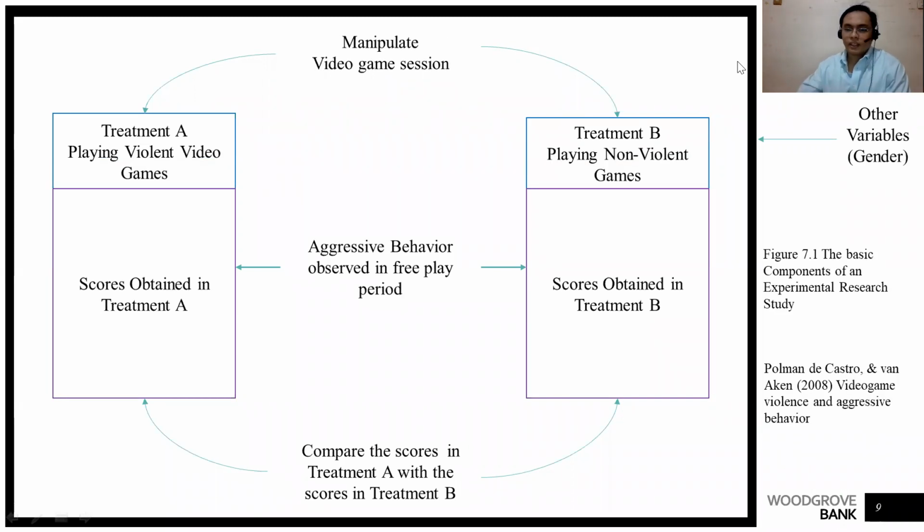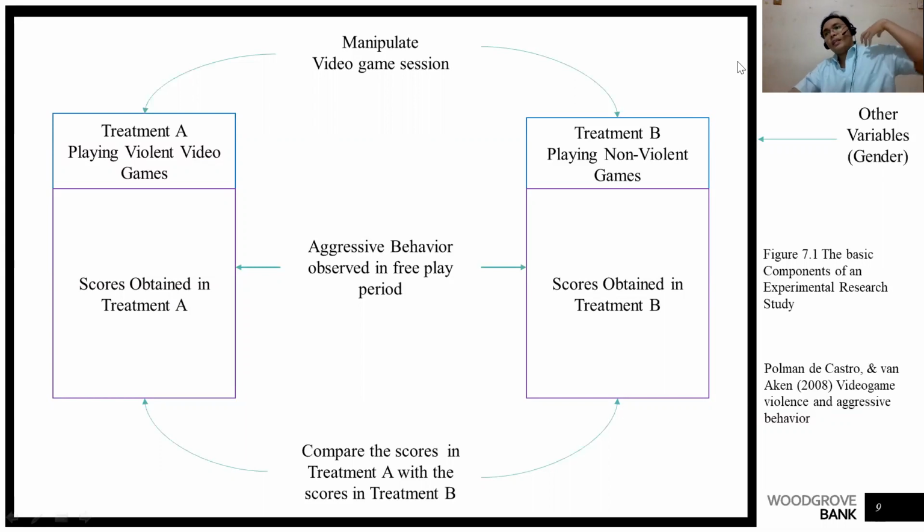Okay, so here is a concrete example. It's 2008, Paul Manicasto and Van Aken, video game violence and aggressive behavior. In their experimental research, they thought about the effects of violent games and aggressive behavior. They thought about, do violent games really produce aggressive behaviors, or is it just a coincidence that those who play violent games show aggressive tendencies? So this is how their research went.